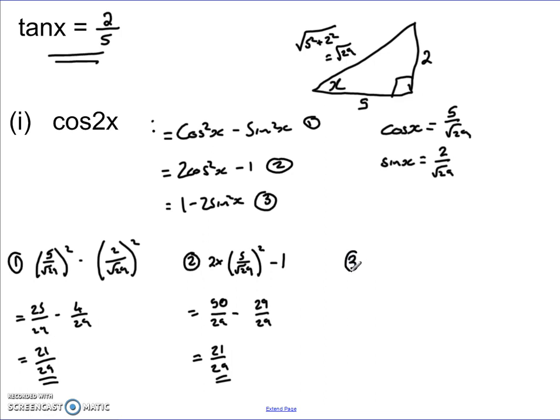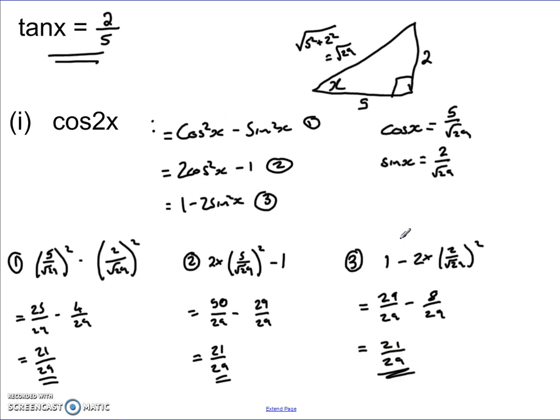Let's just double check the third one. Let's just double check the sin squared. So in this case, the third one, 1 minus 2 times the sin squared, which is the 2 over root 29. So it's 2 over root 29 squared. Same logic as before. I'm going to write the 1 as 29 over 29, just so it'll be easy to work with. And then the 2 times 2 over root 29 squared, well, that bit there becomes 4 over 29. Multiply it by 2, and I get 8 over 29. And in that case, that then becomes 21 over 29.